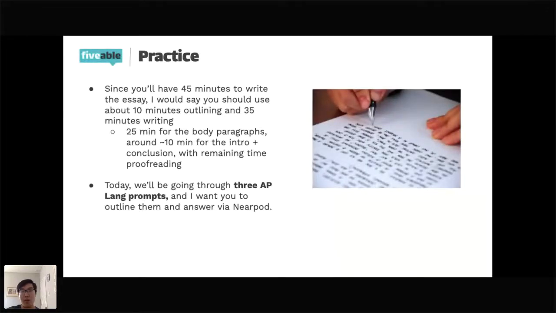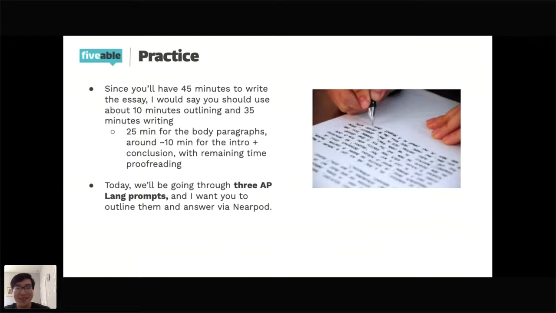And what we're going to do, it's going to have a description of what you want to write in your outline. And then from there, you'll have 10 minutes to write a quick outline of your essay. So that includes things like intro, body paragraphs, and conclusion, with just remaining time for proofreading.